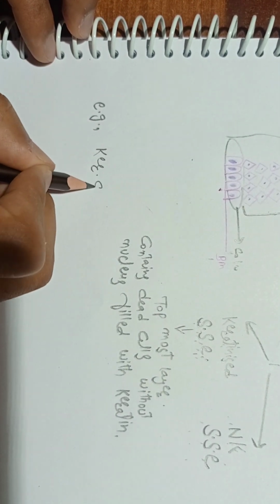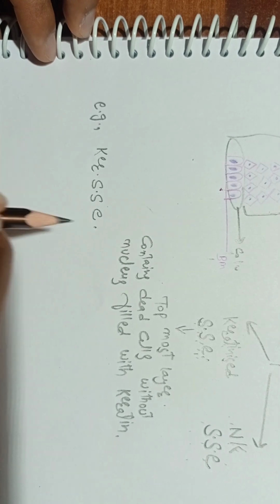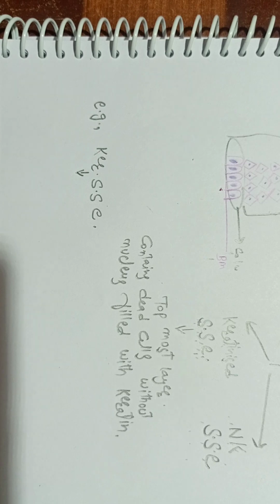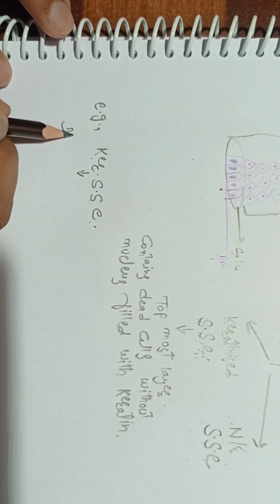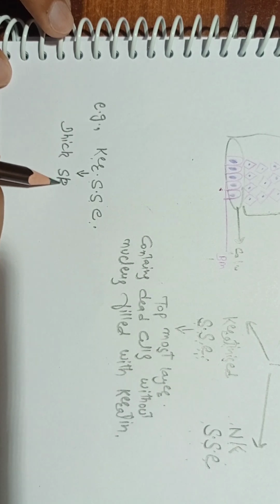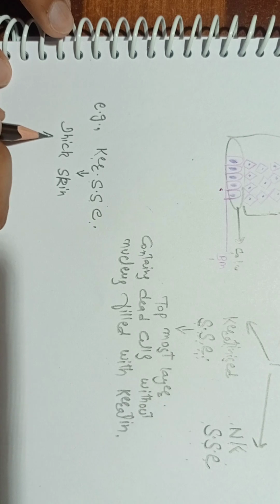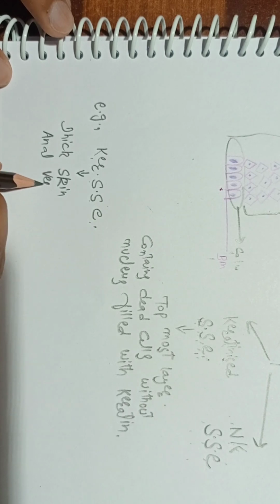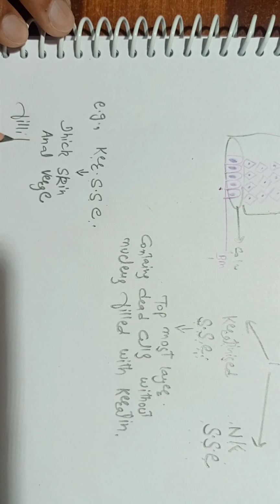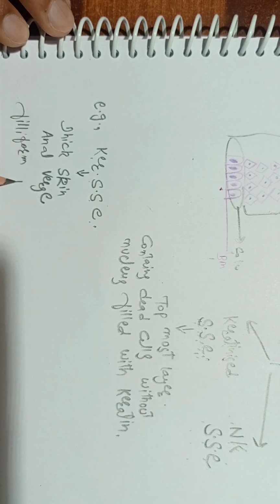Keratinized stratified squamous epithelium. What are the locations of the body in which keratinized stratified squamous epithelium is seen? It is seen in thick skin, in the anal verge, and also in the filiform papillae of the tongue.